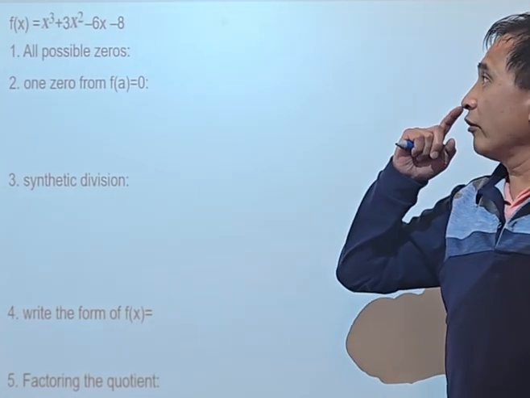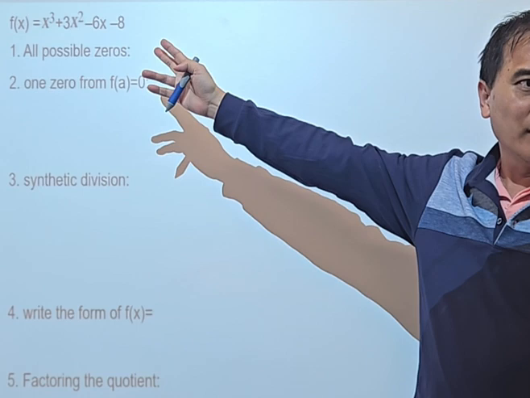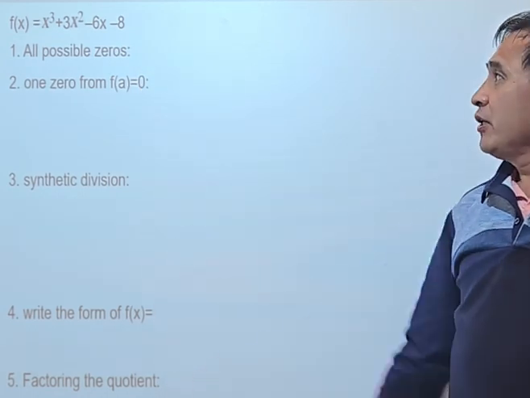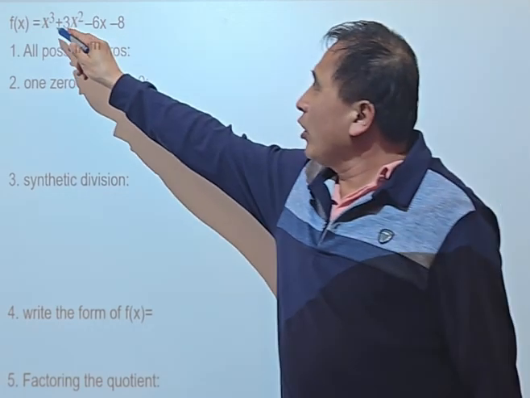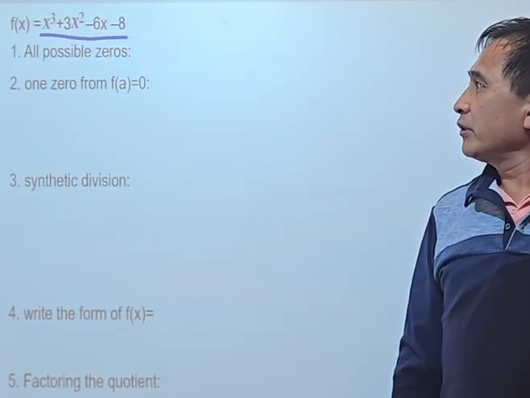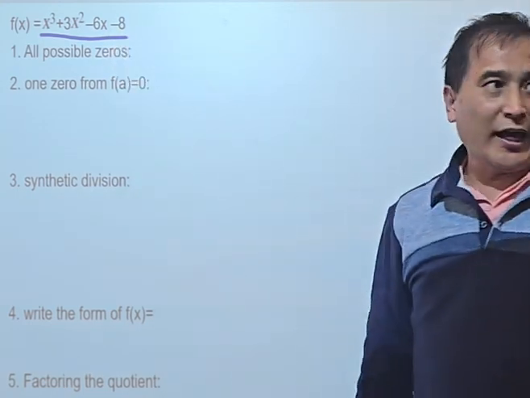Okay, so we want to draw the graph of the polynomial function with x-intercept and y-intercept. So we're going to do this step by step. First, this is a cubic function, so we need to find all zeros. In order to do it, first we need to factor that.